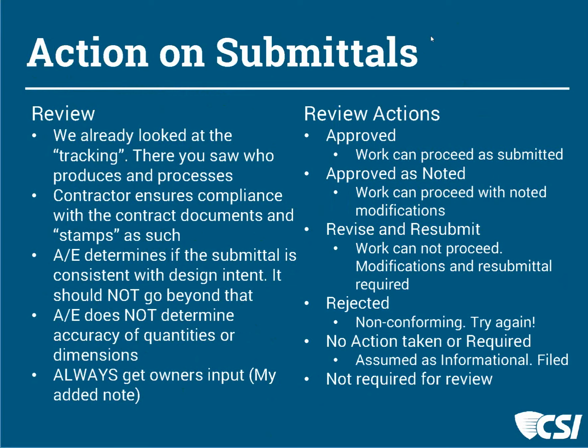We may say there are a lot of things here that need to be changed. You need to revise this and resubmit it. We can take the action to reject it outright and say, try again. This is non-conforming. We may say, no action taken or required. So for the previous example, that might be something that you do with an informational submittal, so that the contractor knows you did see it, you do have it, and that requirement has been met. So you have it and there's no action taken. Or you may stamp something that says this is not required for review. And we'll talk about that in more detail here in a second.